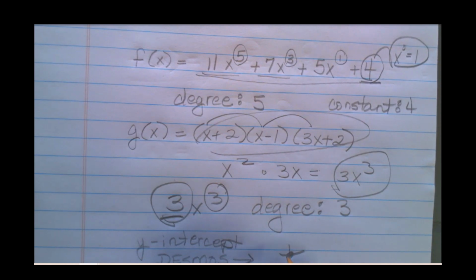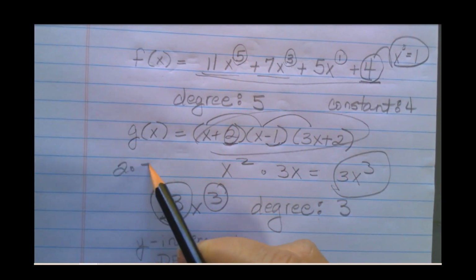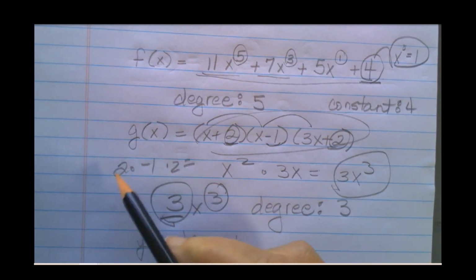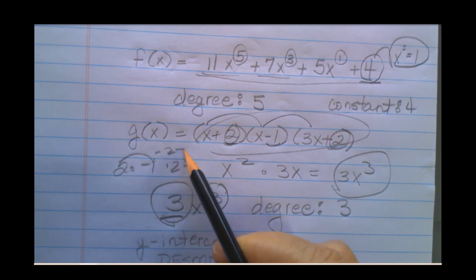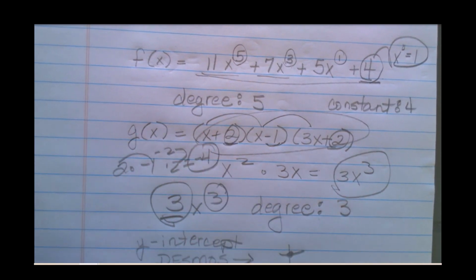Now in this case we don't have that right now, so we're going to do something similar to what we did before. We're going to take that 2 times negative 1 times 2. So that's negative 2 times positive 2 is a negative 4. So our constant is going to be a negative 4. We just multiply those together.